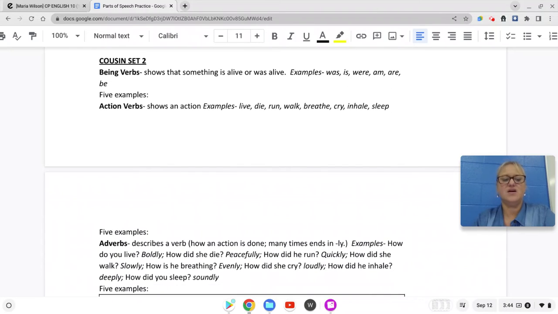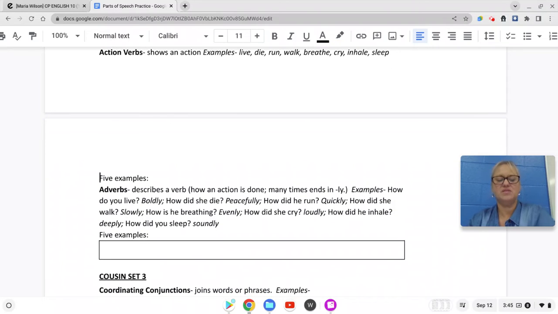The second set are being verbs, action verbs, and adverbs. Being verbs, they show you're alive or dead. They show that you exist. And so those are like, well, be is one of them. That's why it's called a being verb. Was, is, were, am, are, those kind of things. Action verbs are what we think of when we think of a verb. Live, die, run, walk, breathe, cry, inhale, sleep, snore, think. Those are all action verbs.